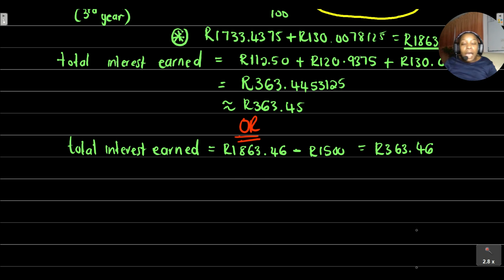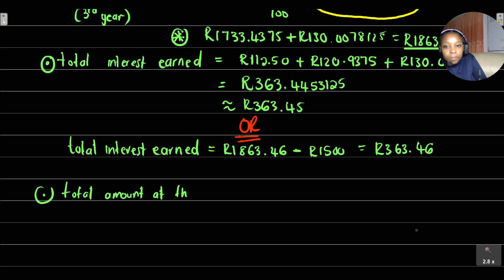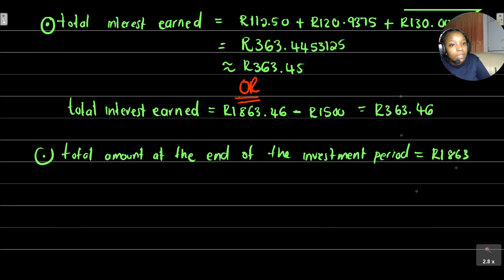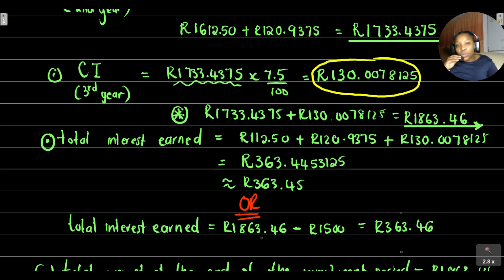But how much would the total amount be that you'd have? This is just us getting the total interest that we've earned. But for us to get the total amount at the end of the investment period, it is just that 1,863.46. Okay, so now if we're comparing these two scenarios, what are we seeing? What are we noticing?